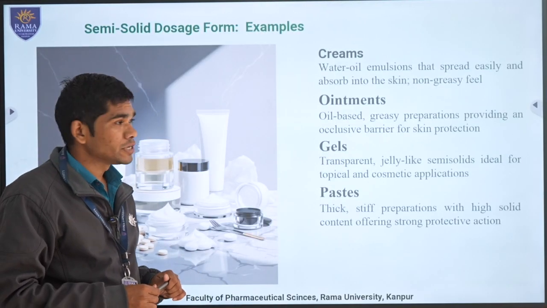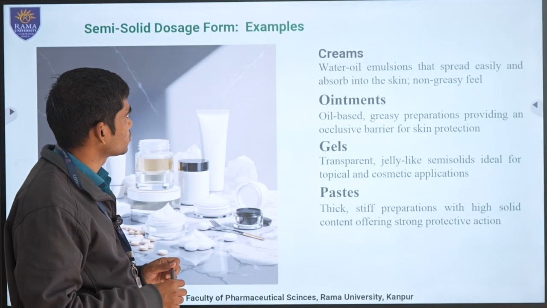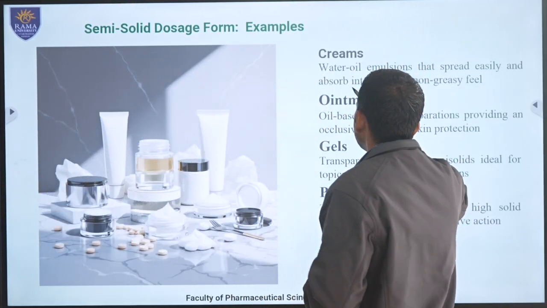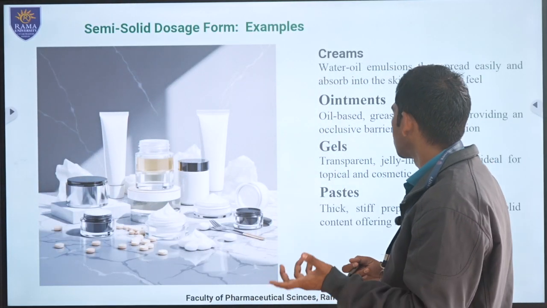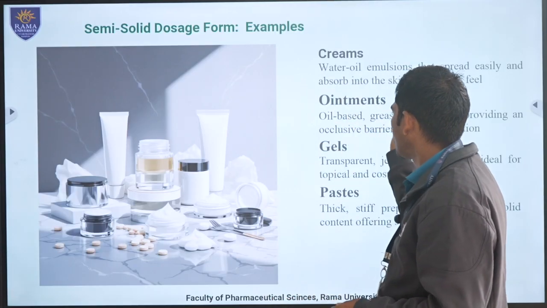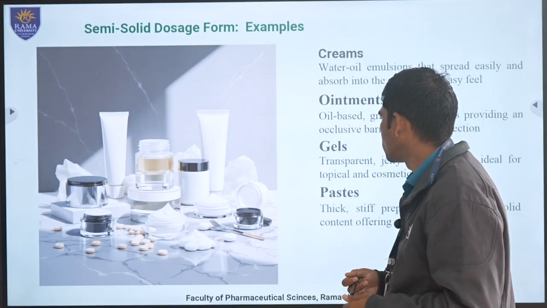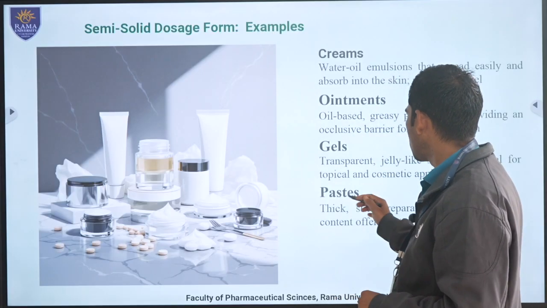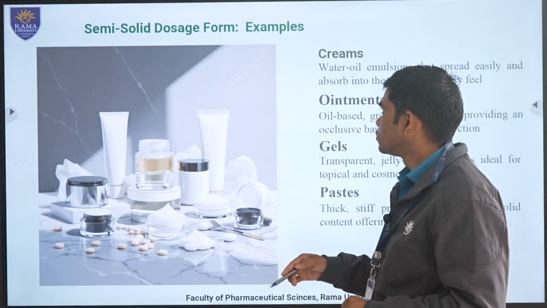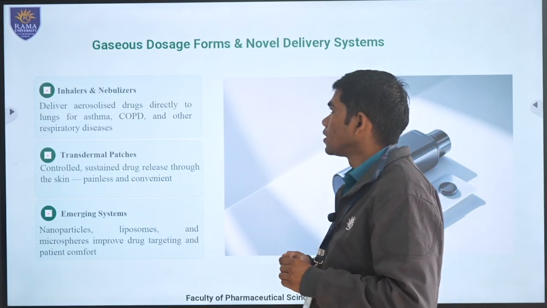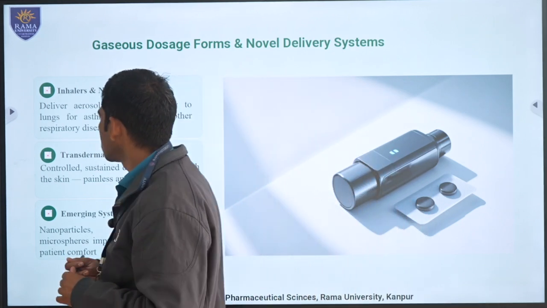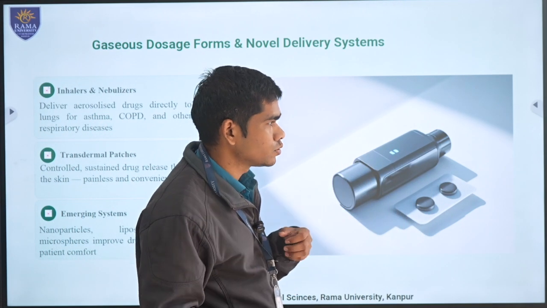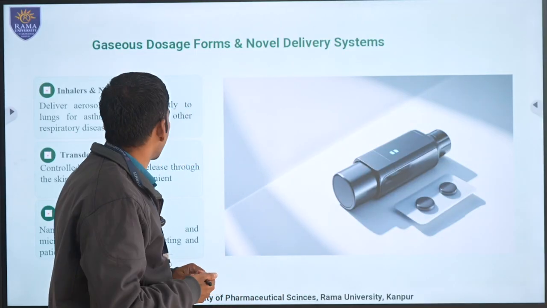Next one is semi-solid dosage form. What is semi-solid dosage form? Semi-solids, that is cream, which is a water in oil emulsion type, and ointment is also a semi-solid dosage form. Gels and paste, these are all semi-solid dosage forms. Then next one is gaseous dosage form, which we take through the respiratory tract.